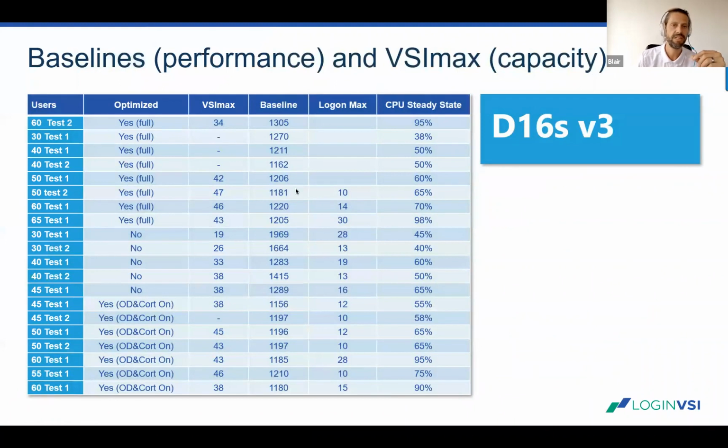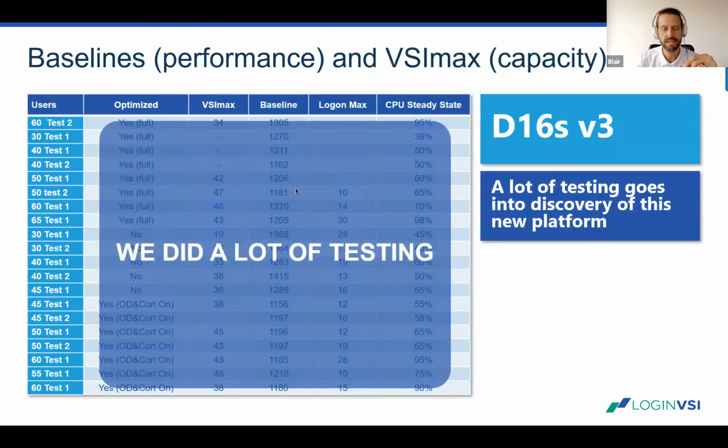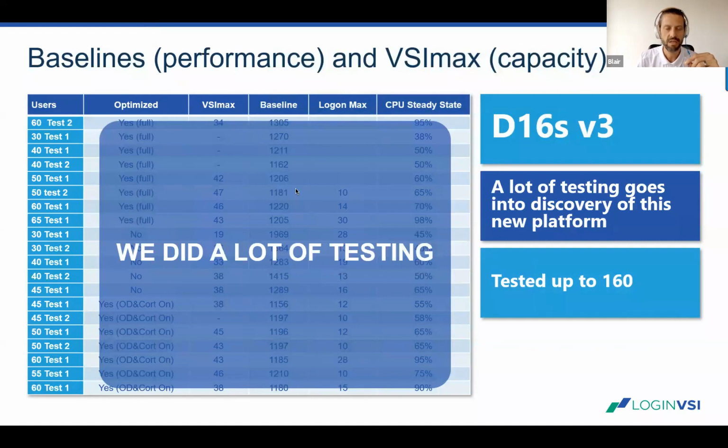As you can see, we did a lot of tests. Let's just leave it at that. There's no need to pour through all of the numbers in this table. A lot of testing was done on the D16 SV3 to find out how many sessions we can get with a standard knowledge worker on that instance with Windows 10 Enterprise Multi-Session. A lot of testing is what we had to do to figure out how many sessions we can get on that host. And we tested up to 160.